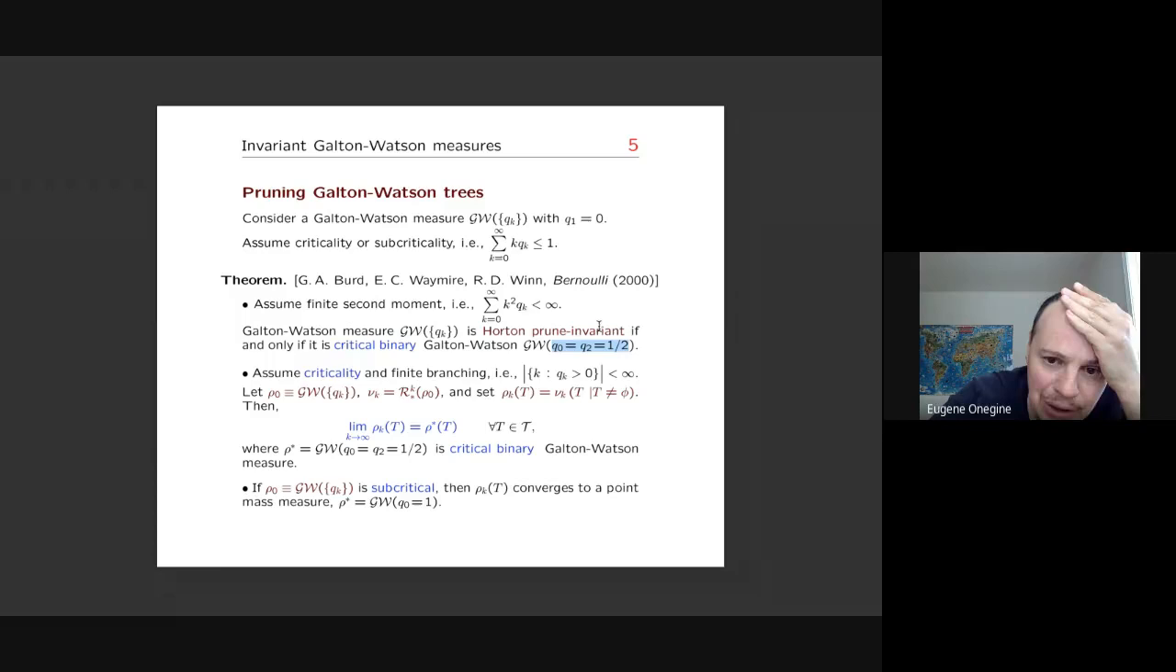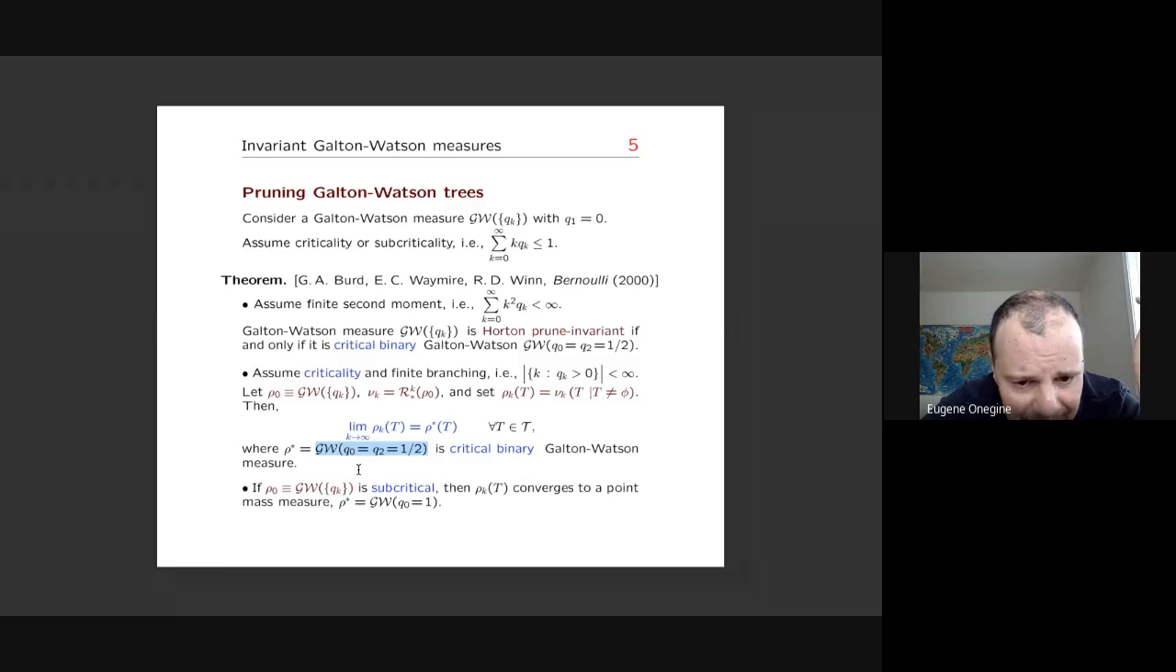But that's true on the assumption of the finite second moment. And then the second statement was about the attractor property. So if you assume finite branching, the theorem was saying that as you keep pruning repetitively, the push forward measures will converge to an attractor measure rho star, and that rho star in that case will always be the critical binary Galton-Watson measure.